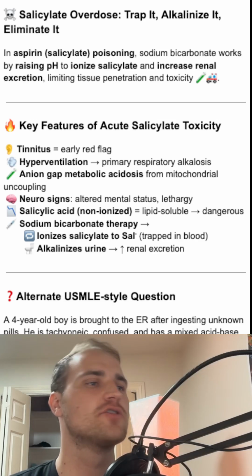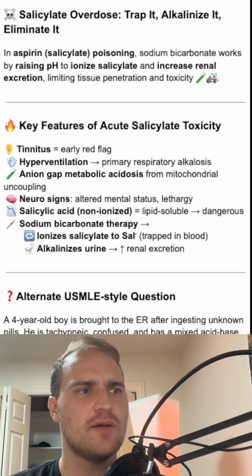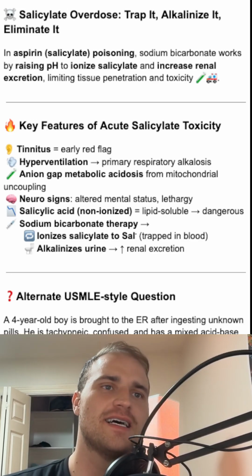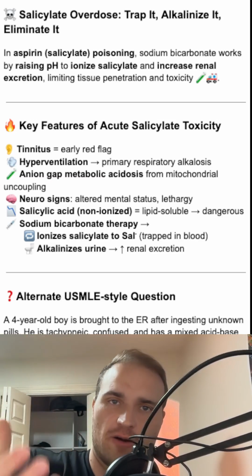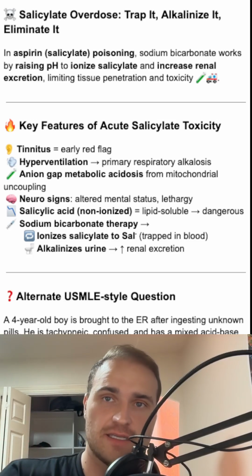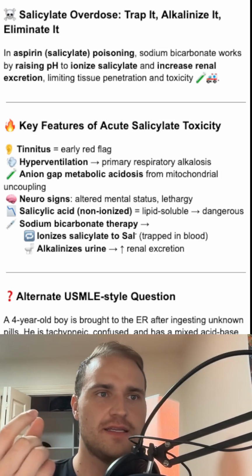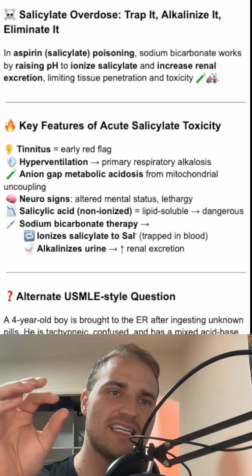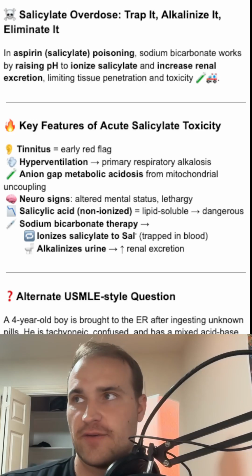They're going to have a treatment of intravenous sodium bicarbonate. And the question is going to be like, hey, how does this help? Well, salicylate toxicity presents with primary respiratory alkalosis and anion gap metabolic acidosis. And so sodium bicarbonate is given so that you can convert salicylic acid to its lipophobic ionized form. That way it's trapped in the bloodstream, and then you can excrete it.